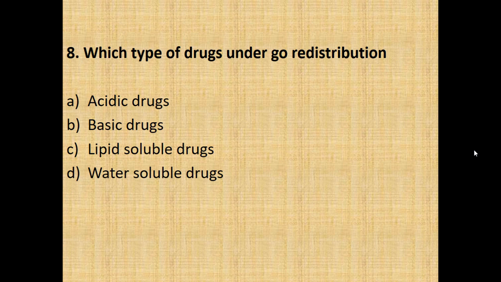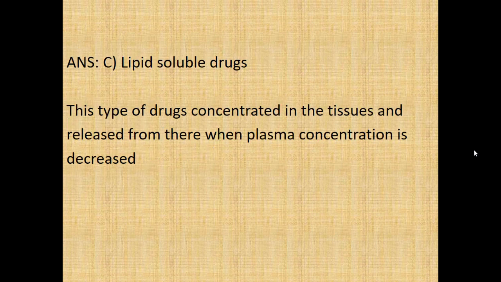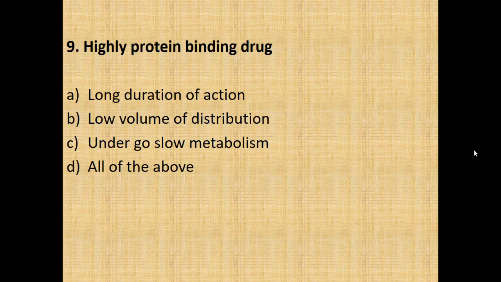Then how and why do drugs undergo storage in the body? It's simple: the body is made up of lipid, like all cells. Any drug that is lipid soluble will go and be stored there, then it will redistribute. Lipid soluble drugs are concentrated in the tissues and released from there when plasma concentration decreases. It's called redistribution.